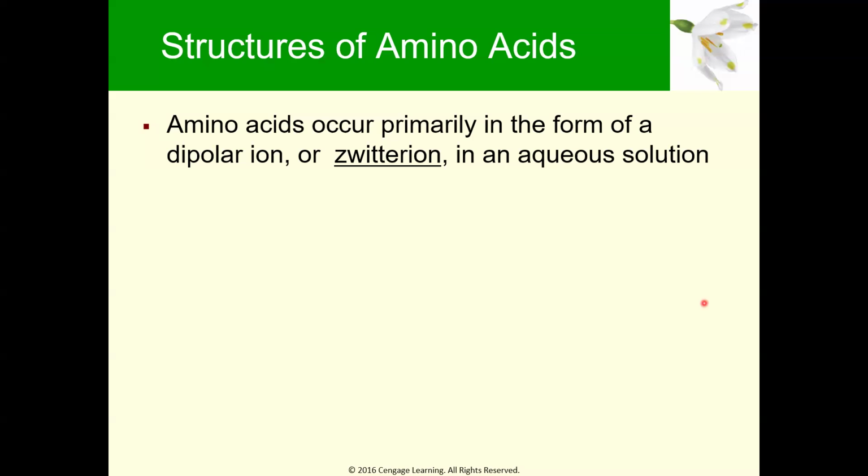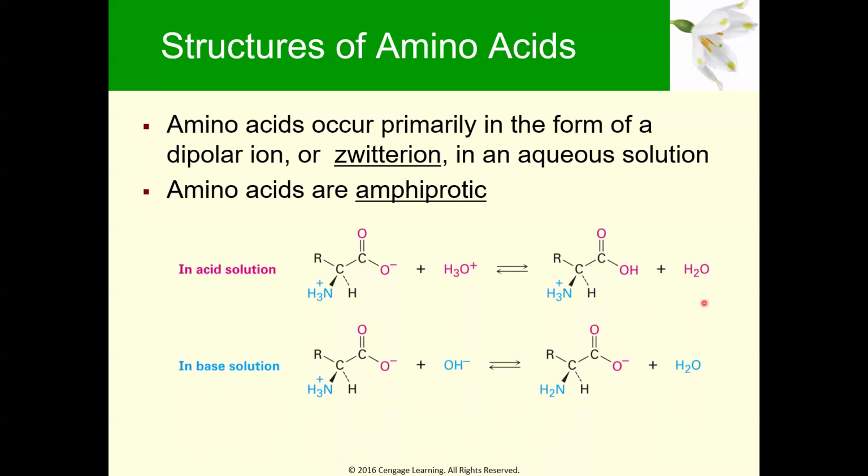So it still overall is neutral, but it's a polar situation where one end of the molecule is going to be positively charged and the other end is going to be negatively charged. Okay, and so the other consequence of that, and this draws back from something we talked about way back in Chem 2, is it means that amino acids are this big fancy word, amphiprotic. Now that means, remember, that it can behave as both an acid and a base, whichever one is appropriate.